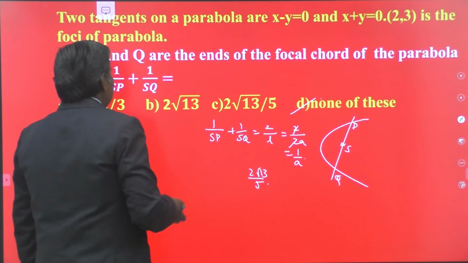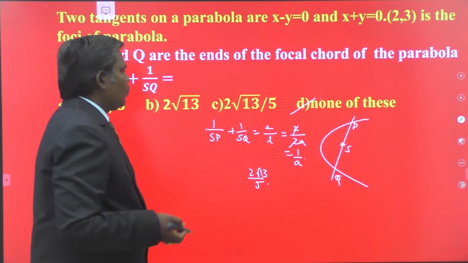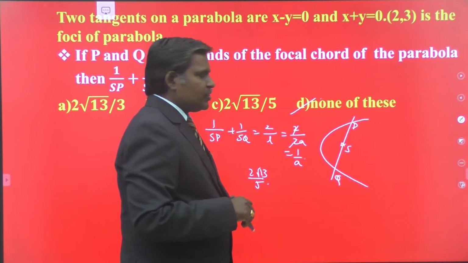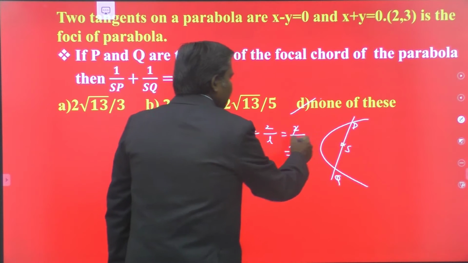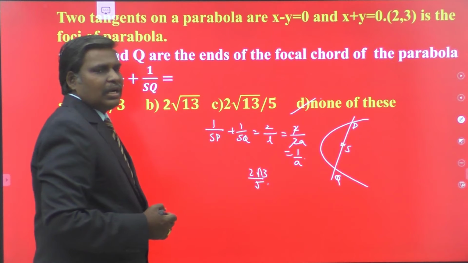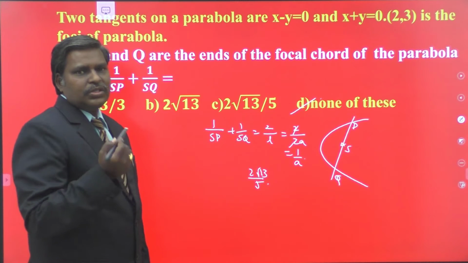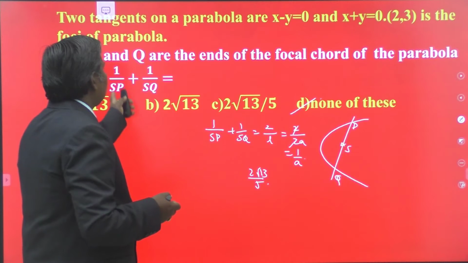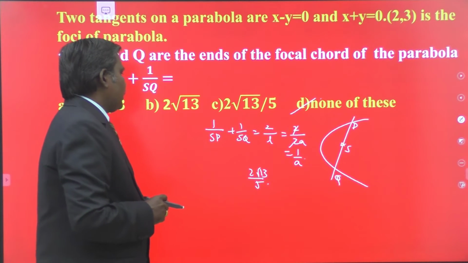So 1 by SP plus 1 by SQ is equal to 2 by L. After getting the perpendicular distance, immediately we obtain the equation. Once you have the tangent equation, we can find the perpendicular distance from the focus to the tangent at vertex. That gives A, into 4 gives the length of the latus rectum. After getting the length of the latus rectum, another question is like this: 1 by SP plus 1 by SQ is nothing but 2 by L.